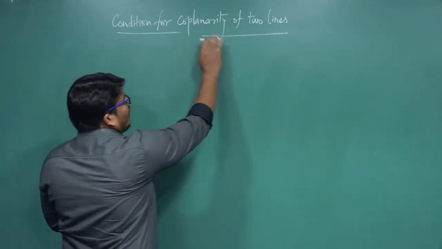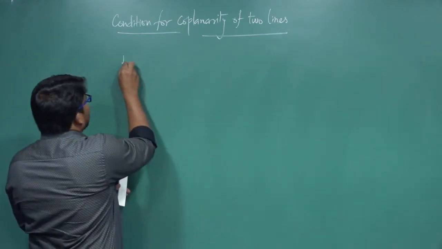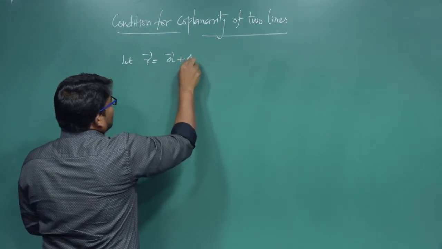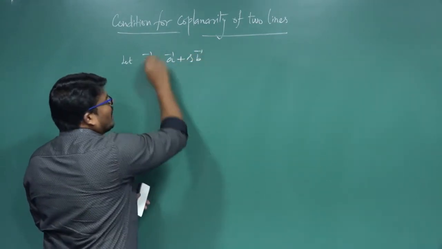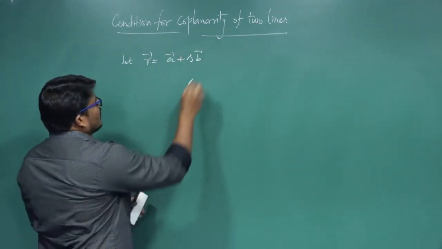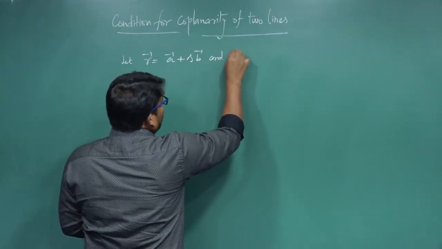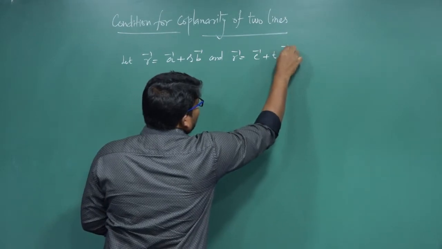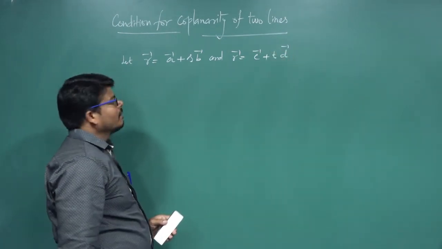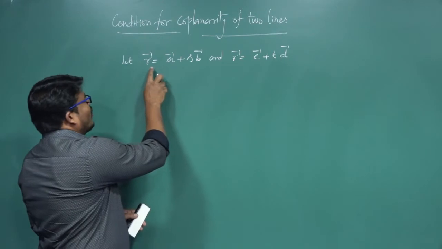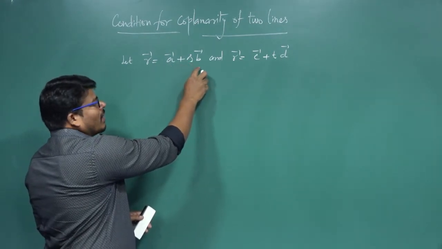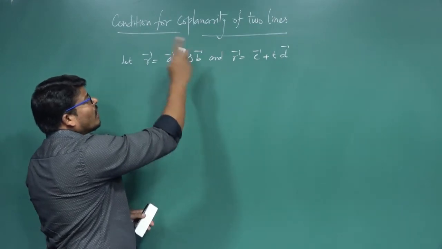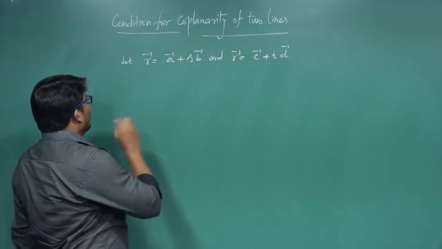Condition for coplanarity of 2 lines. Let r vector equal to a vector plus s b vector be one of the lines, and r vector equal to c vector plus t d vector be another line. If the 2 lines are coplanar, what is the condition?